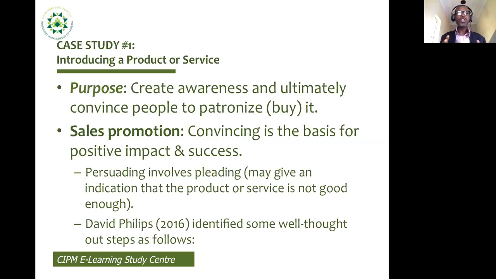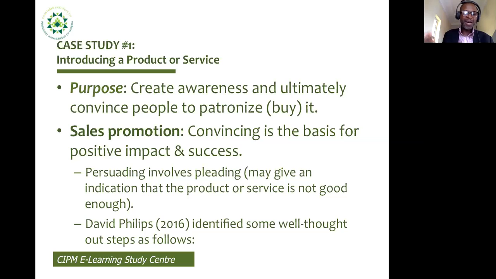Okay, the first thing you must understand is that in such a sales pitch or product pitch, the purpose in most cases is to create awareness, which will convince your audience to buy. You must be clear about the purpose of your presentation before you know how to put the pitch. This is important. And don't forget, we said sales promotion is all about convincing as a basis for positive impact and success. You must convince.